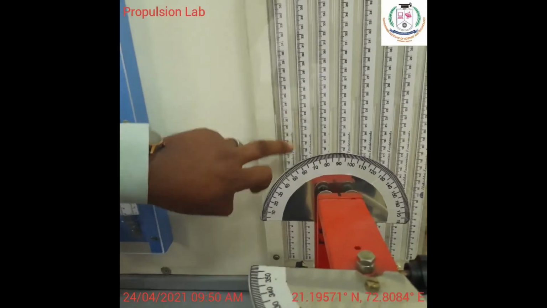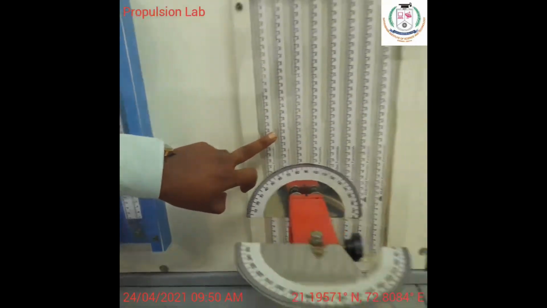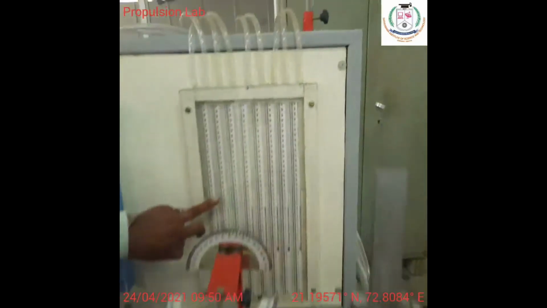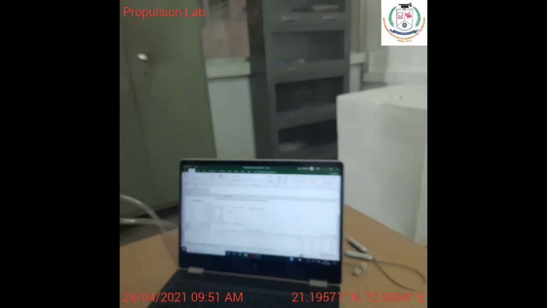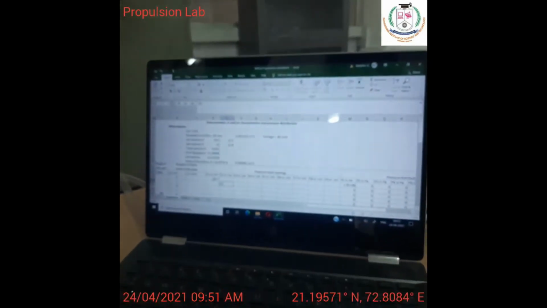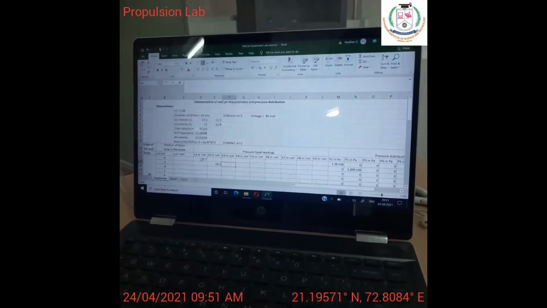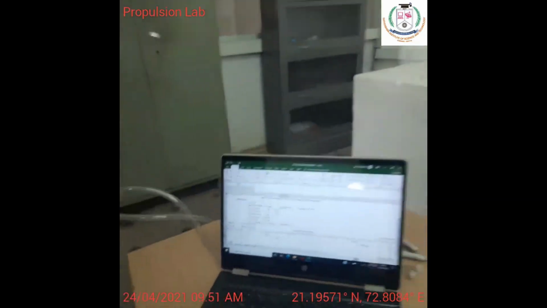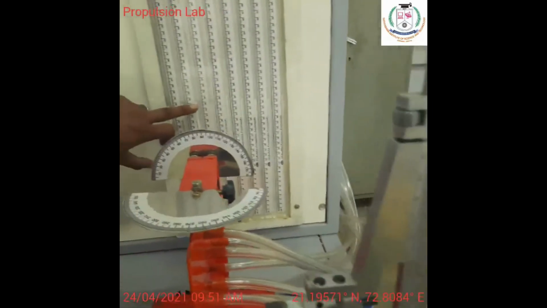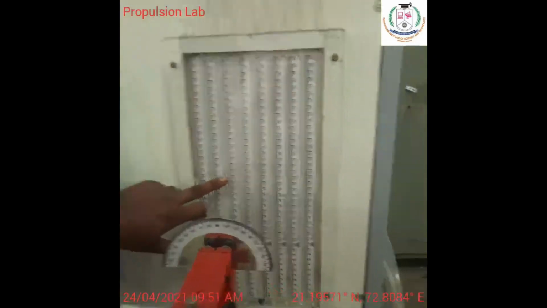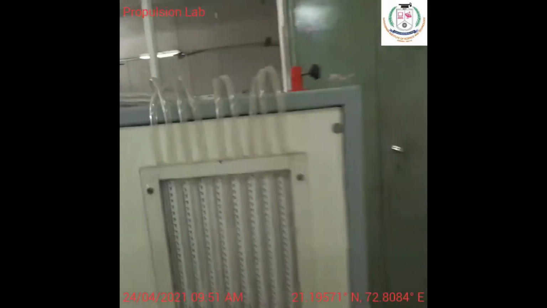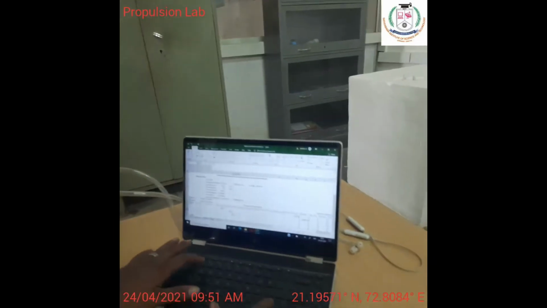Here you will be having the values for 0, minus 2, minus 4. So minus 2 is 23.5. I am noting 23.5 here, right? That is your H2. And then the next one is minus 4. So for this reading, minus 4, again it is 23.5.